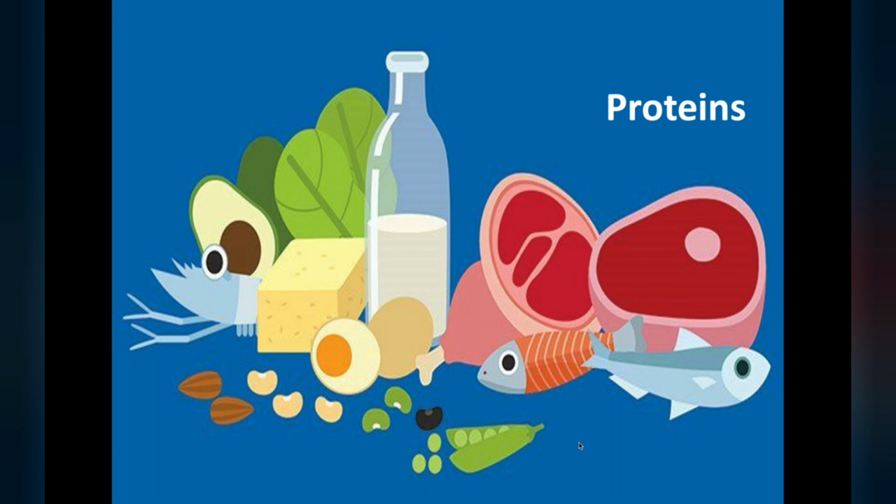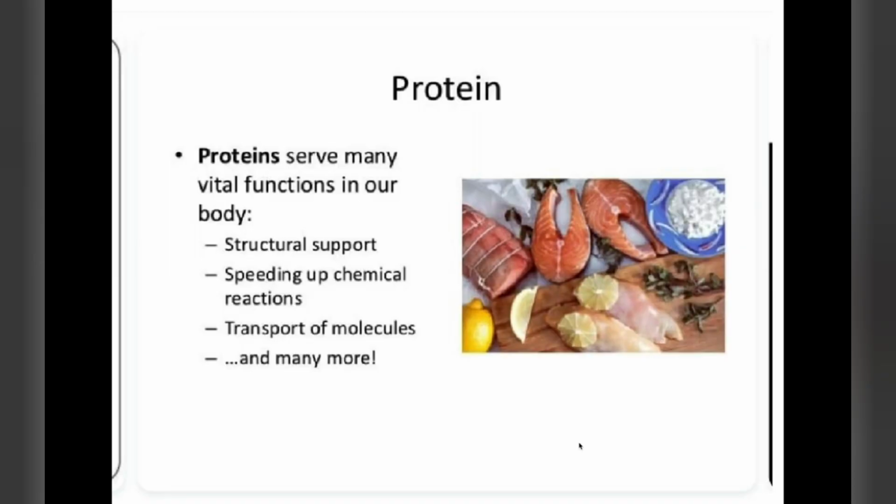So first, we will have a quick revision of proteins. What are proteins? Proteins are actually polymeric chains of amino acids. And what is protein composed of? They are made of long chains of amino acids. So here on this screen, we can see the important functions of proteins.